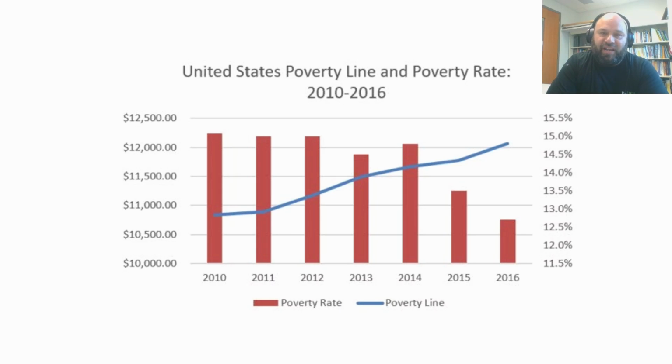Whereas on the flip side, if the line goes down while the rate goes up, that's not good. That's bad economic news, right? For the exact opposite reason. So in this case, what we're seeing is that poverty lines are generally going to go up because of inflation. But in this graph, as the poverty line goes up, the poverty rate goes down. So this appears to be good news.